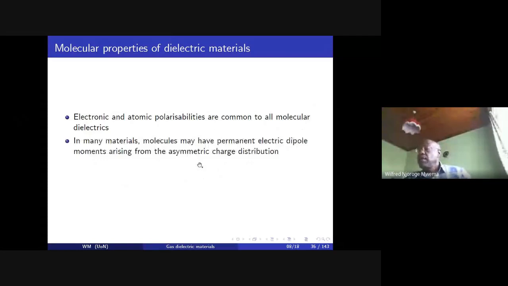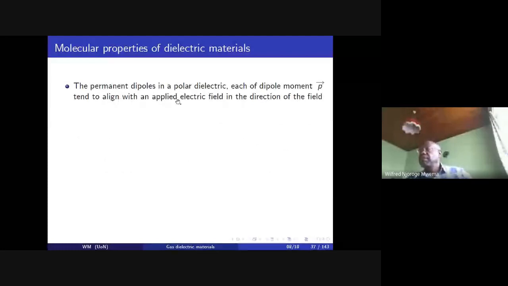In many materials, many have permanent electric dipole moments that arise from the asymmetric charge distribution. Such molecules are then said to be polar or paraelectric. So the permanent dipoles in polar dielectrics, each of dipole moment P, will tend to align with the applied field in the direction of the field. The alignment will, however, be opposed by the random thermal motion of these molecules.